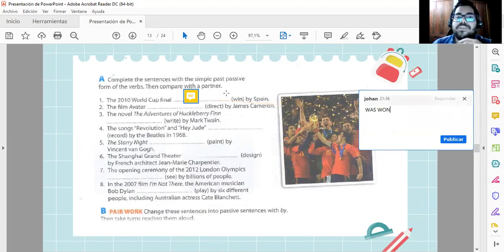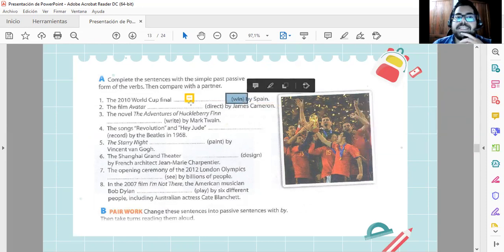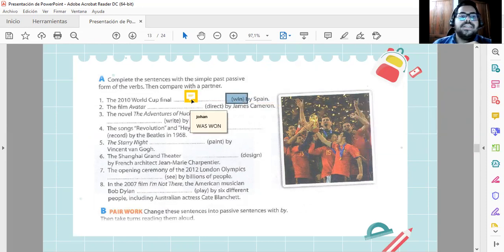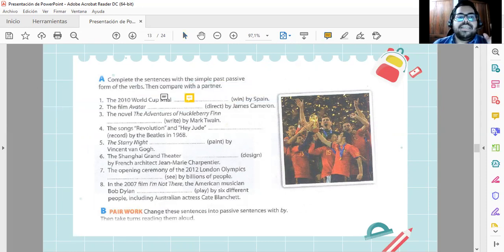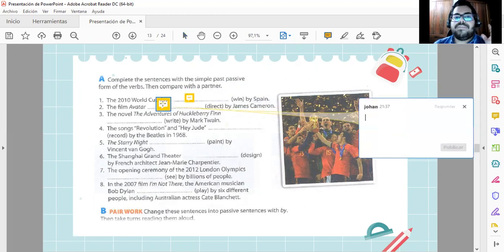All right, so you have to use the verb in here to complete the sentence. Okay, was won. Teacher, let's do number two. Okay, this is really easy, guys, because it is only to complete. So number two says the film Avatar, and take a look in there, guys. We have direct. Es el verbo dirigir, right? The action of dirigir.